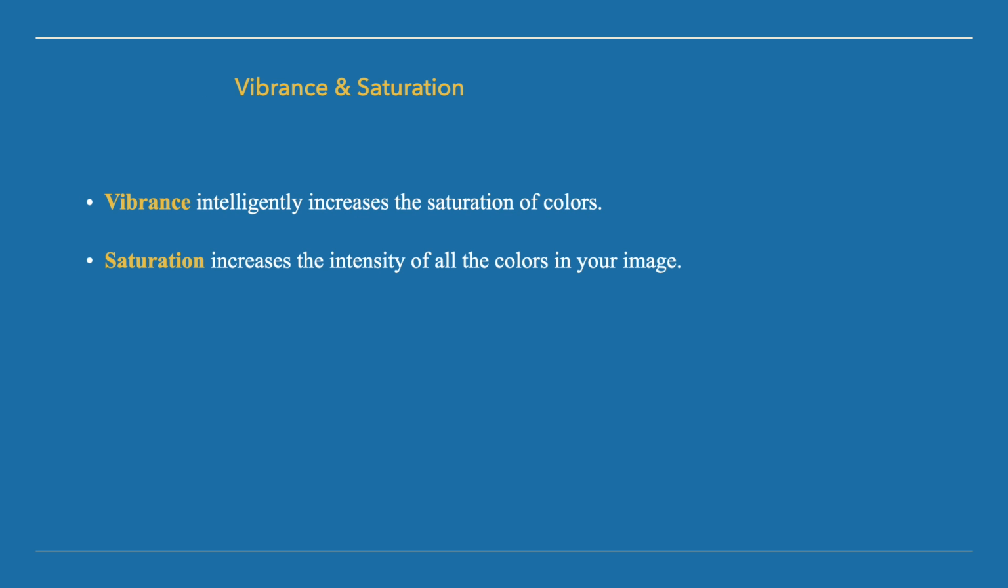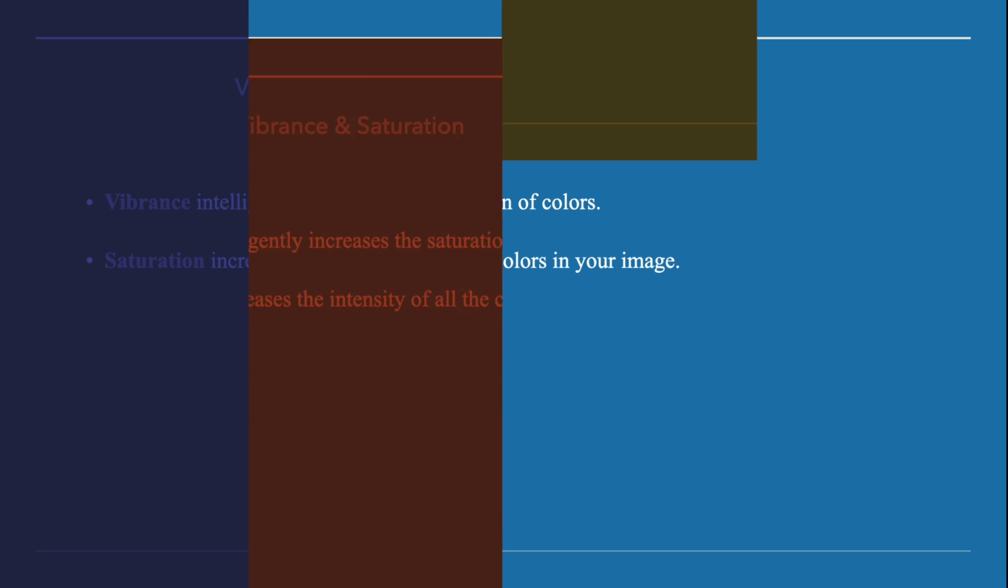So lastly, move on to the colorful sliders of the basic panel, that is vibrance and saturation. Vibrance intelligently increases the saturation of colors. Vibrance is smarter because it primarily increases the dullest colors in your picture while being very gentle with the colors that are already bright. Whereas saturation increases the intensity of all colors in your image.